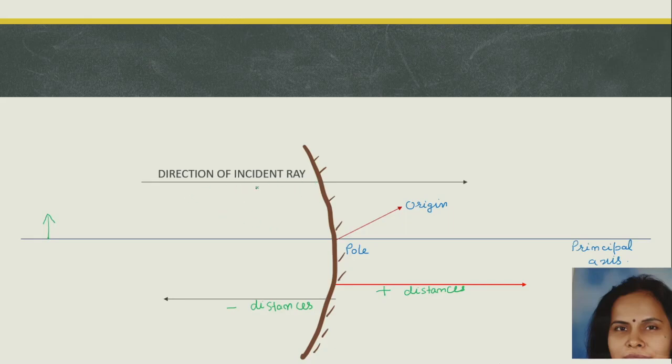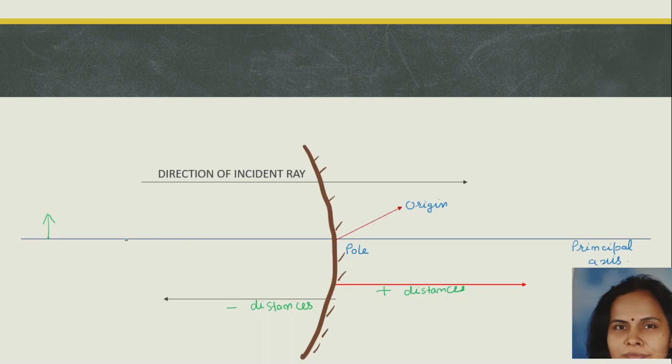Now, a very important thing here is that this rule can also be defined as: the distances which are measured in the direction of the incident ray are taken as positive. So what does it mean? Since you can see that the object is placed on the left side of the mirror, the direction of the incident ray is from left to right. So the positive distances are measured in the direction of the incident ray, although the distances measured on the left side are opposite to the direction of the incident ray, right?